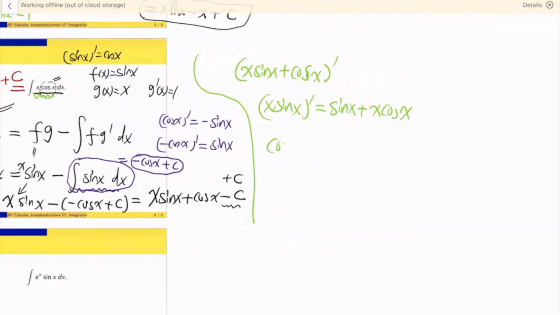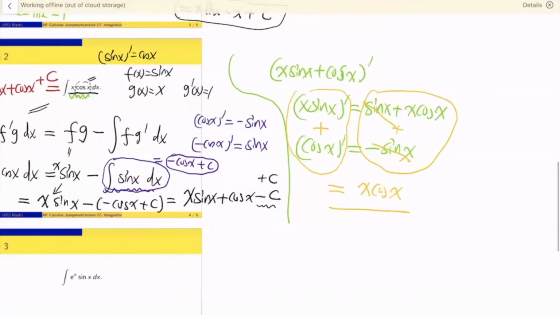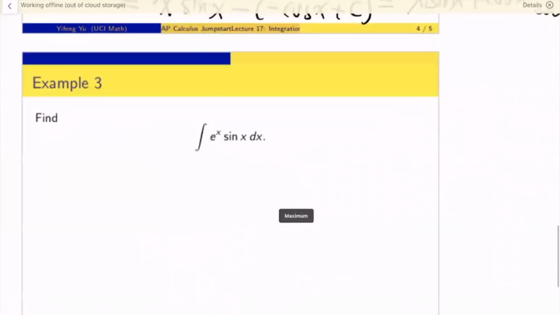And cosine x, when you take a derivative, is negative sine x. Therefore, if you add them together, the sine x terms cancel, and indeed we get the derivative is x times cosine x. So it's correct. Now let's look at the last example.